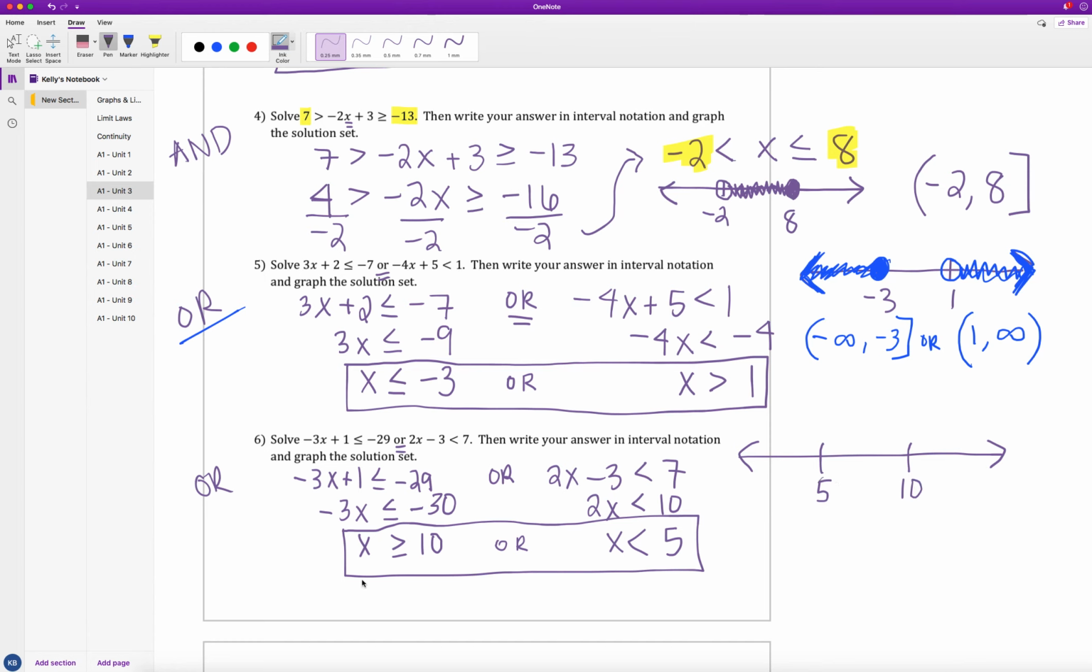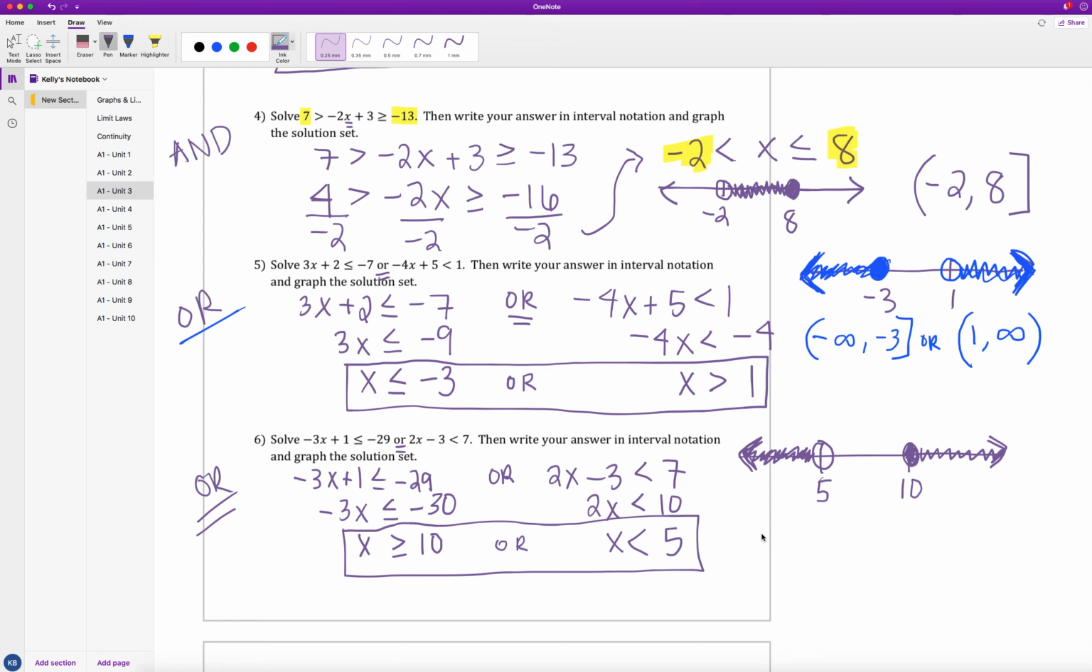Let's start with the x is greater than or equal to 10. I'll have a closed circle because of the equals to bar, and I'll be shading to the right because it's bigger than or equal to it. And on the second one, it says x is less than 5, so I'll have an open circle because of the less than, and I'm shading to the left because I want everything smaller than it. This makes sense that I have 2 going out in opposite directions since it is that or statement.